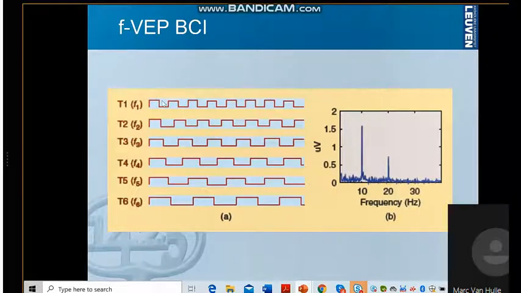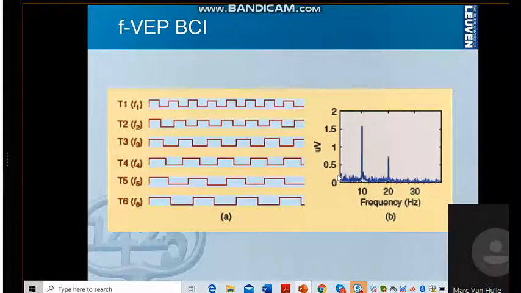You have 6 targets, each one flickering at a different frequency. You analyze the spectrum of your EEG signal, and you look, this is the fundamental frequency here, 10 hertz. If you see that, you look for the target that flickered at 10 hertz, and then you have identified it. You see also a harmonic here, so you have 10 hertz, but the double is there as well, and the triple as well, but you can't see it much here.